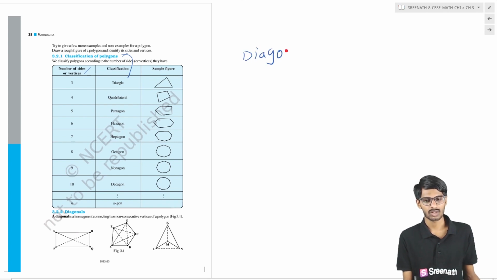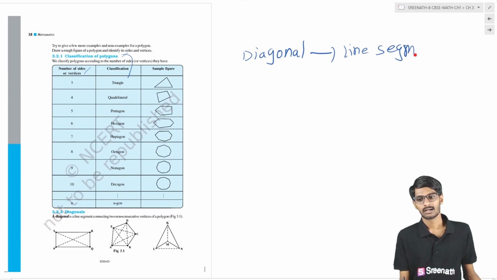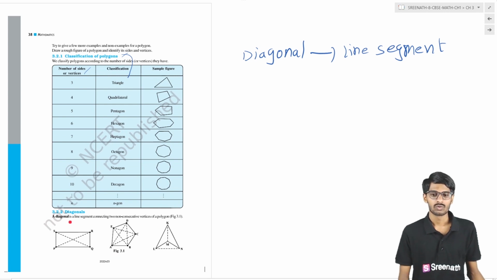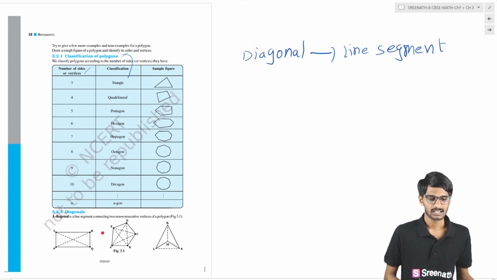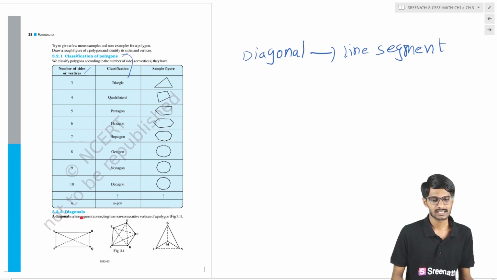So what is a diagonal? A diagonal is a line segment connecting two non-consecutive vertices of a polygon. So a diagonal is nothing but a line segment, and that line segment is connecting two non-consecutive vertices. What does consecutive mean? By this side, B and C are consecutive, but non-consecutive means they are not the side by side vertices.